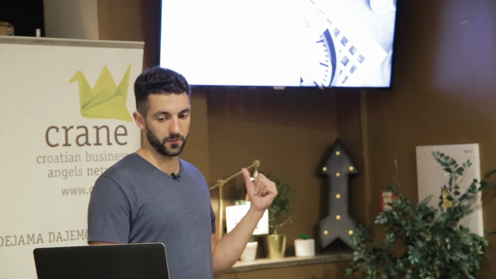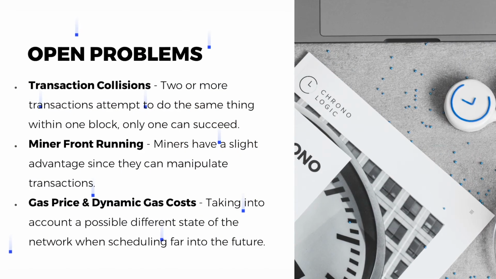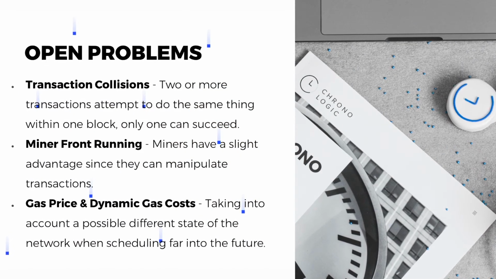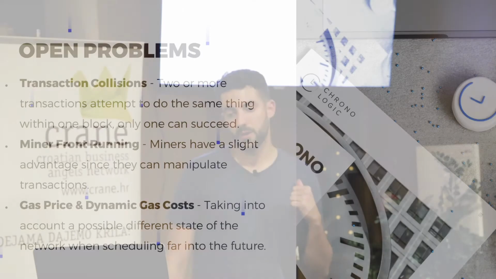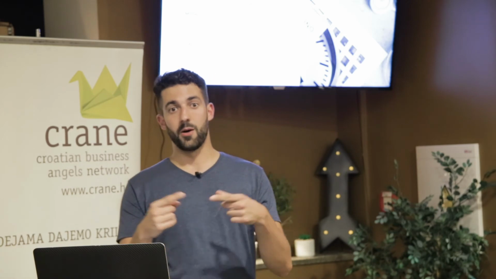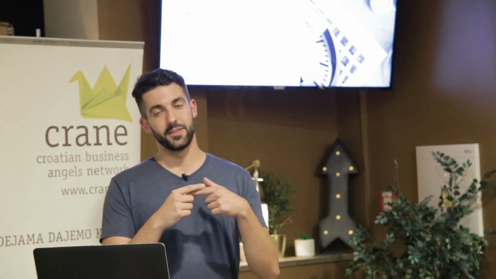Just to mention, there is a number of problems that we have in the protocol. One of the problems is transaction collision. If two or more transactions attempt to, let's say, either claim or execute this transaction in the same block, only one of them can succeed. The other ones will fail. They will just waste this gas.